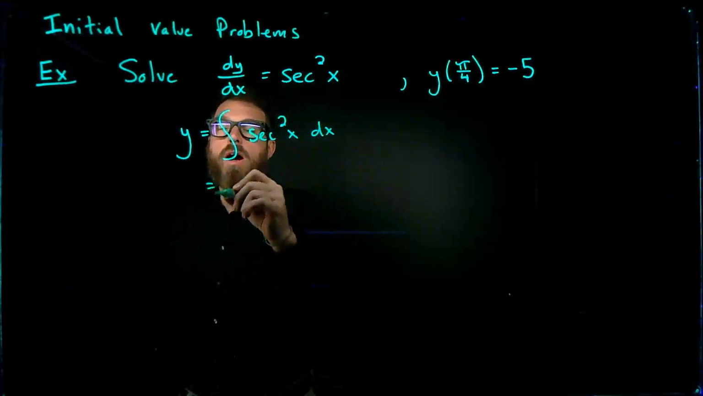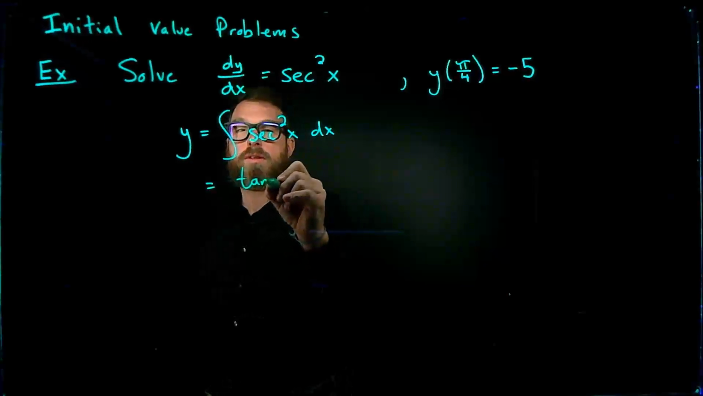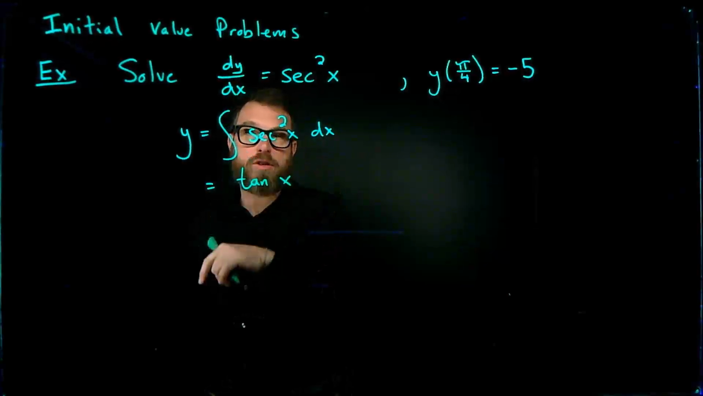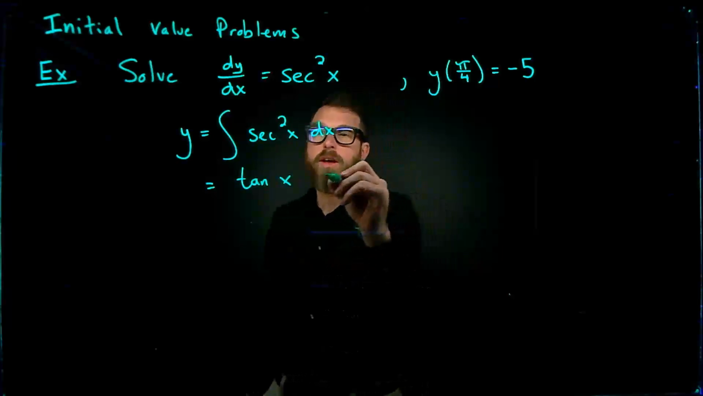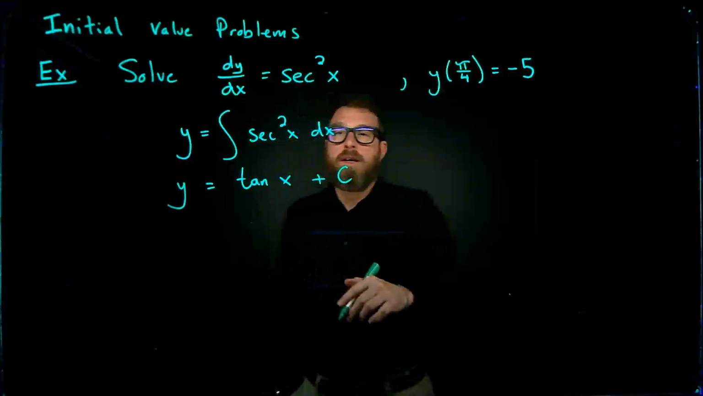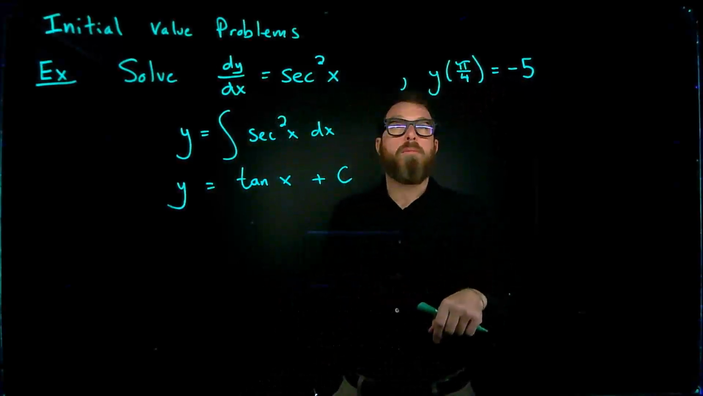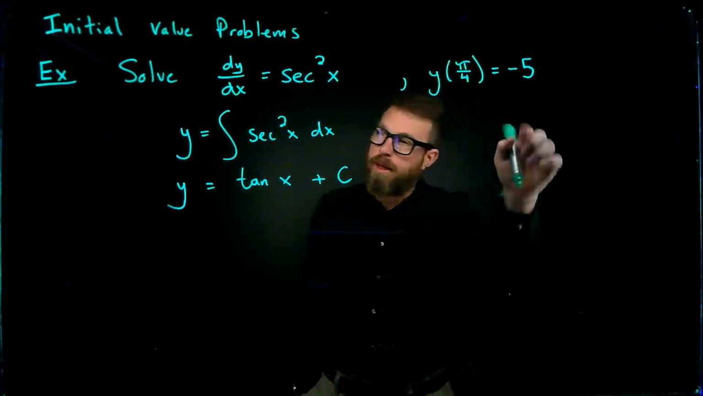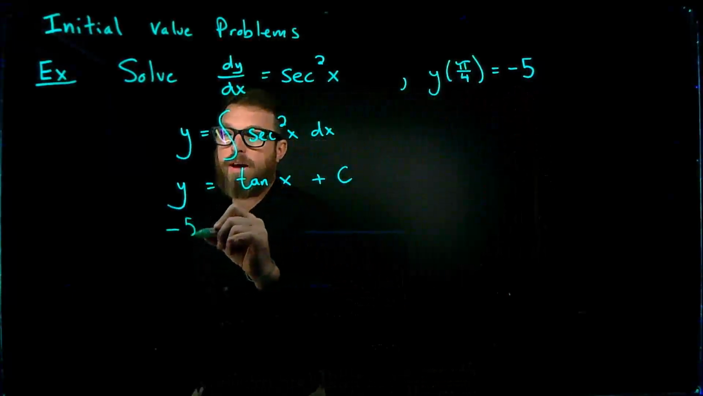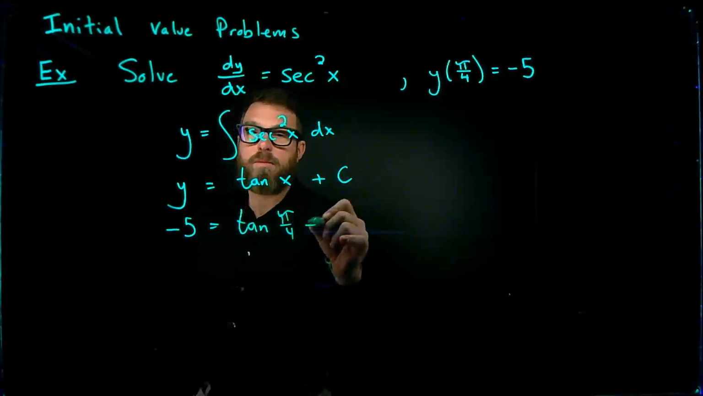And I know, what did I take the derivative of to get secant squared? Well, it's going to be our tangent function, tangent of x. So again, the derivative of the tangent is our secant squared, so I know I did the antiderivative right, plus my constant. So far, its derivative is this thing. Now I need to make sure it goes through this point. So when I plug in pi over 4, y better be negative 5. So y will be negative 5 when x is equal to pi over 4, plus c.